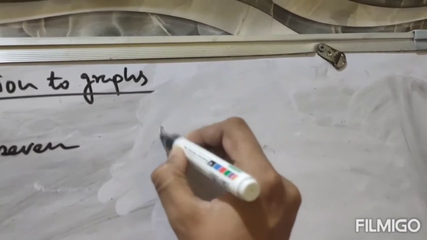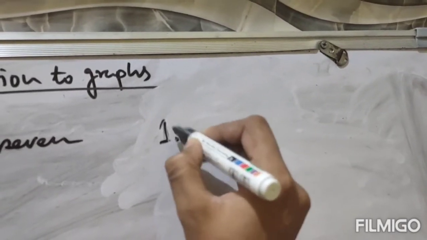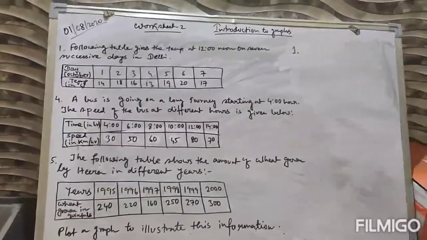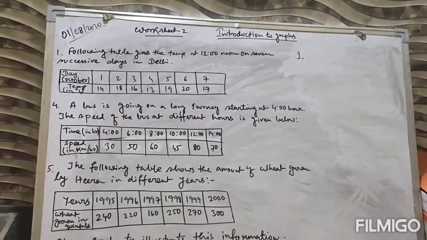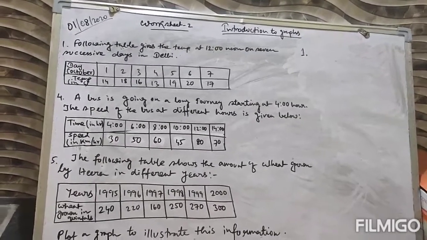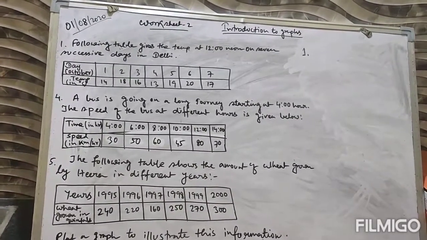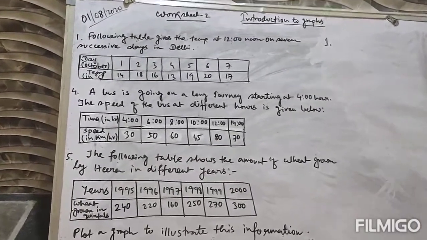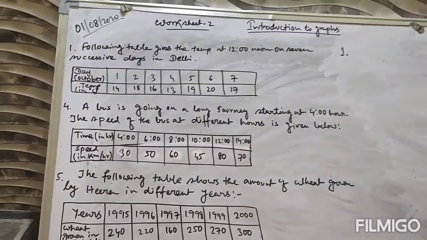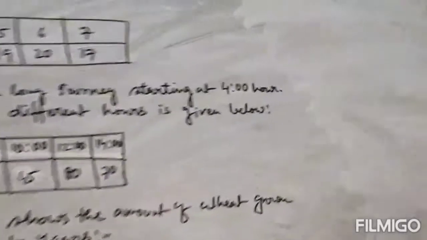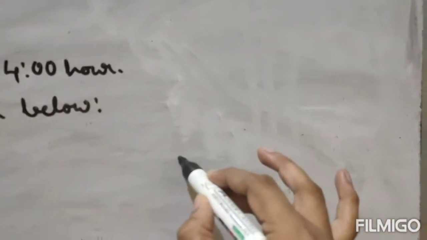So let's start. For question number one, all total three questions are given. The first question says, the following table gives the temperature at 12 noon on 7 successive days in Delhi. Temperatures are given at 12 noon on 7 successive days from October month. We have to plot this data along the x-axis and y-axis so that we can draw the graph of this data.